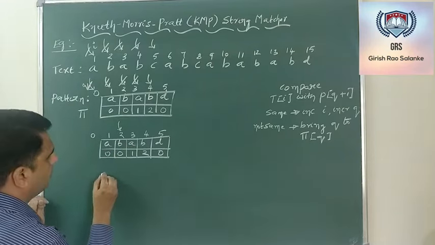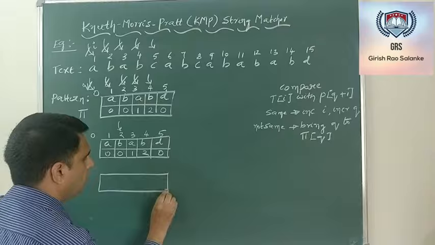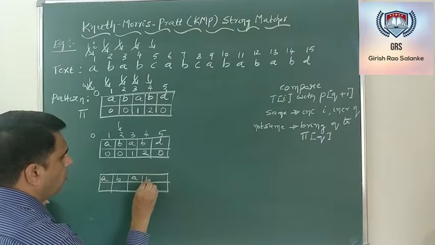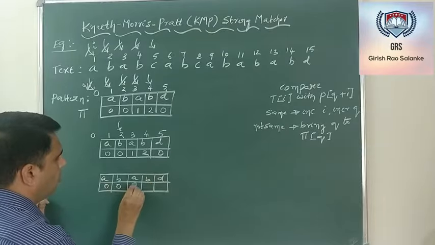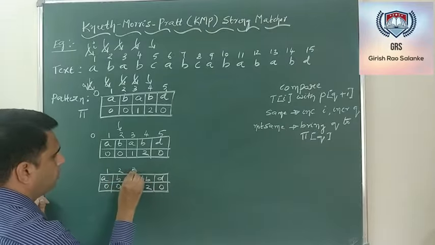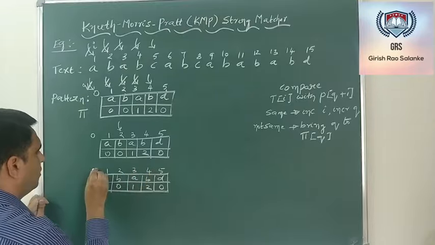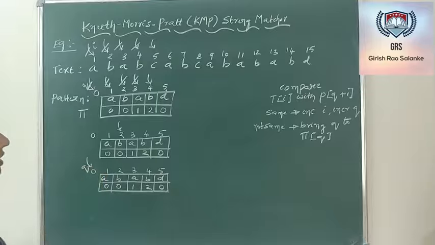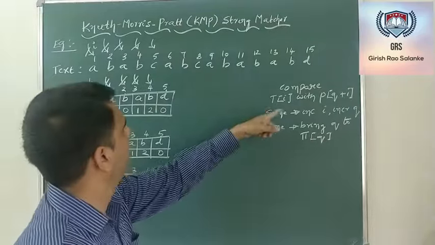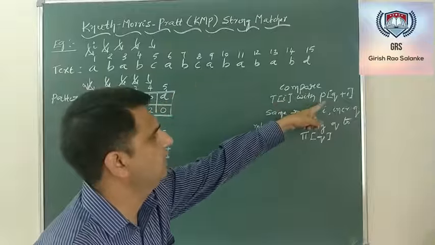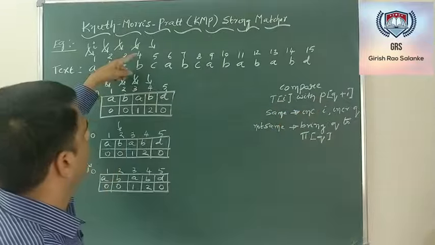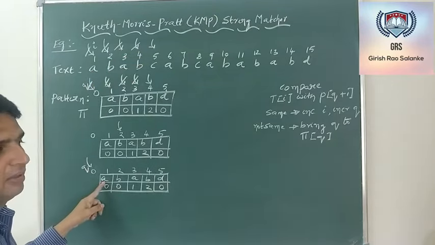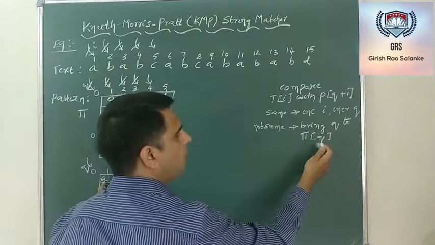Now I need to rewrite here. One, two, three, four, 5, 6, 0. What was pi of Q? Q was 0. I'll bring Q here. Now same thing. I'll go back. I'll compare T of I with P of Q plus 1. T of I is C and here Q plus 1 is A. They are not same.